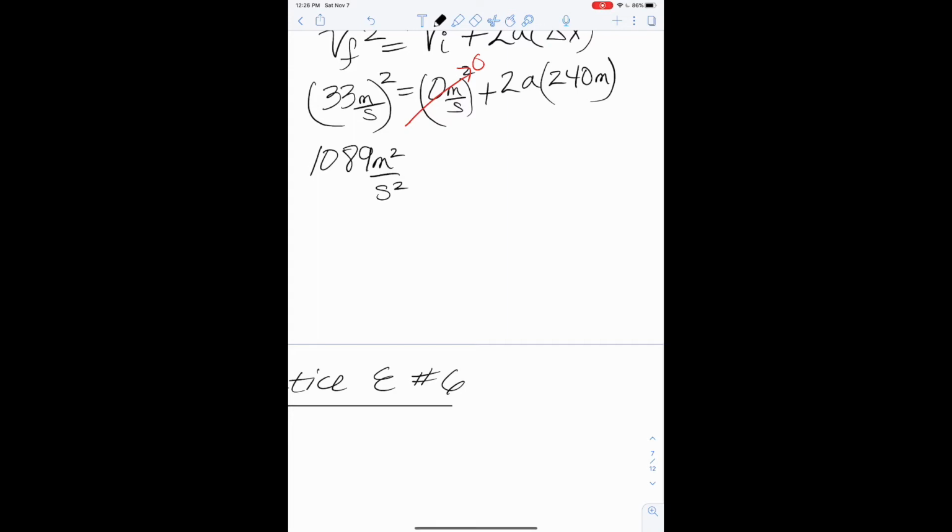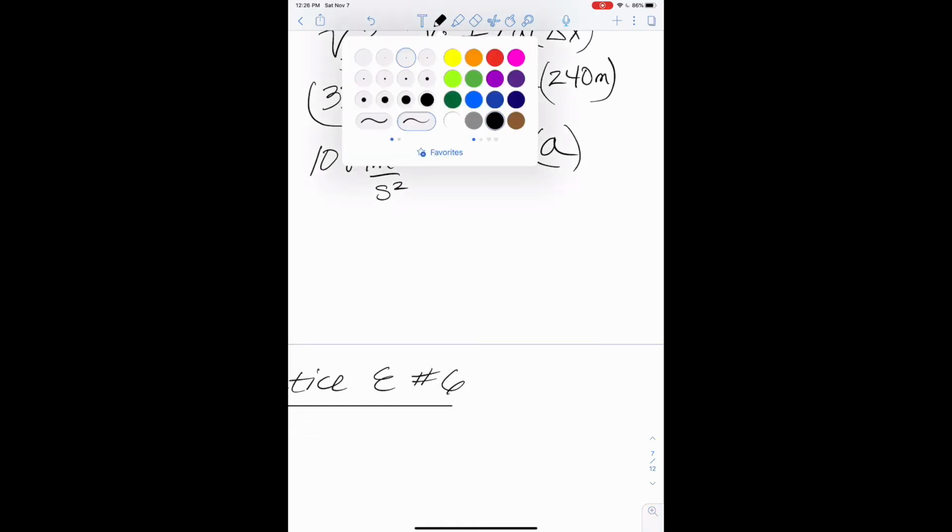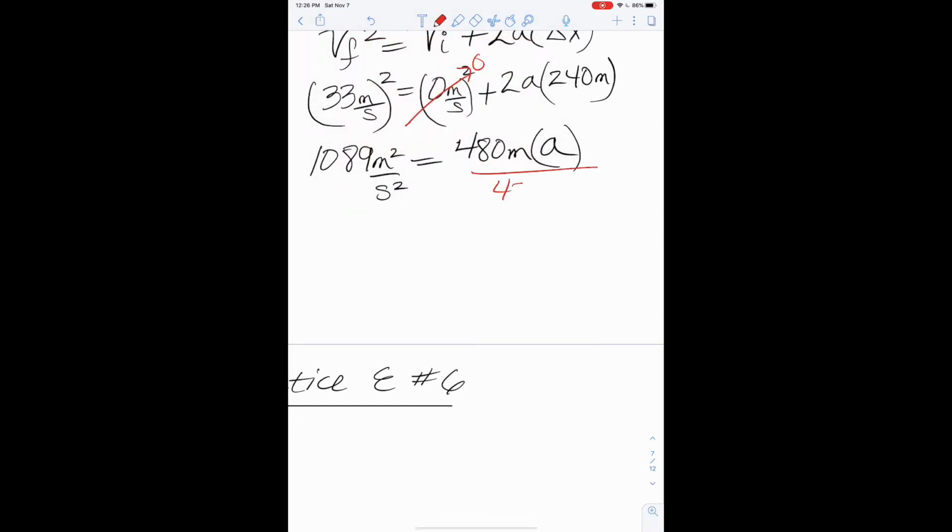All right, so I square the units too. 2 times the acceleration. Well, let's just write 2 times 240. 2 times 240 is 480. Don't forget your units of meters. And that's all going to be times acceleration. All right, let's divide both sides by 480 meters to get the A alone. That's how you know what to divide by, obviously.